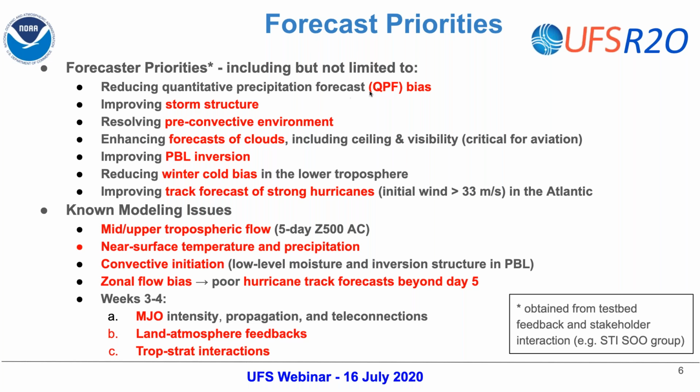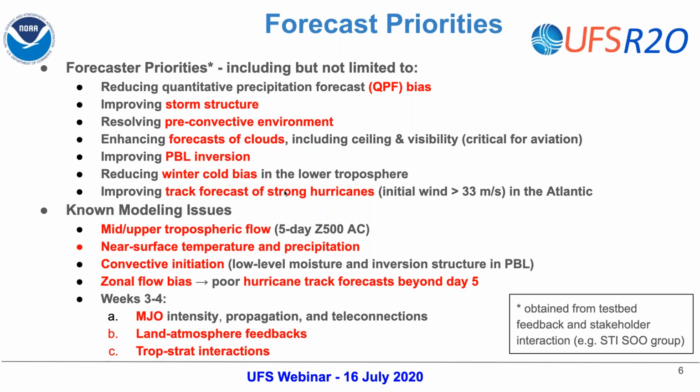Quantitative precipitation forecast is biased. We need to improve things on the structure of storms, on the environment that we see before convection onset, enhancing the way we predict clouds. And this has a lot of aviation applications, thinking about ceiling and visibility, improving the inversion in the planetary boundary layer, which we see from time to time and place to place, reducing winter cold bias in the lower troposphere. So this is a known problem with global numerical weather prediction models, and improving track forecasts of stronger hurricanes.